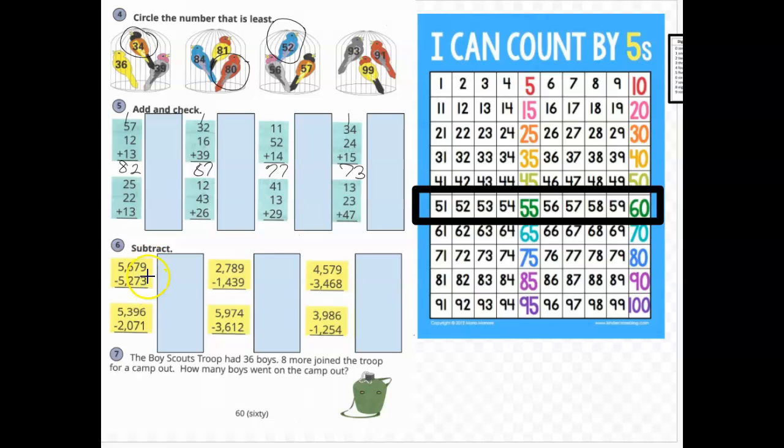So if I'm struggling with this still, I have my hundreds chart, or I could use my number line or my ruler, or I could count backwards. Excuse me. Okay, so I'm at 9. I'm going to go down 3. 9, 8, 7, 6.